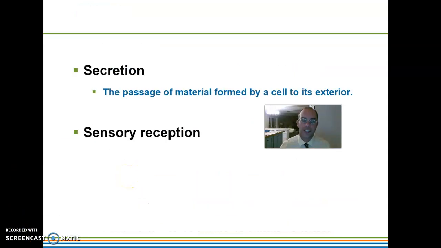If you remember a few slides ago, I talked about secretion, the passage of material formed by a cell to its exterior. And can you think of anything you might excrete? Saliva is one. Salivary glands have to excrete saliva to help you digest food. It's the first part of digestion. And sensory reception, meaning nerve cells.